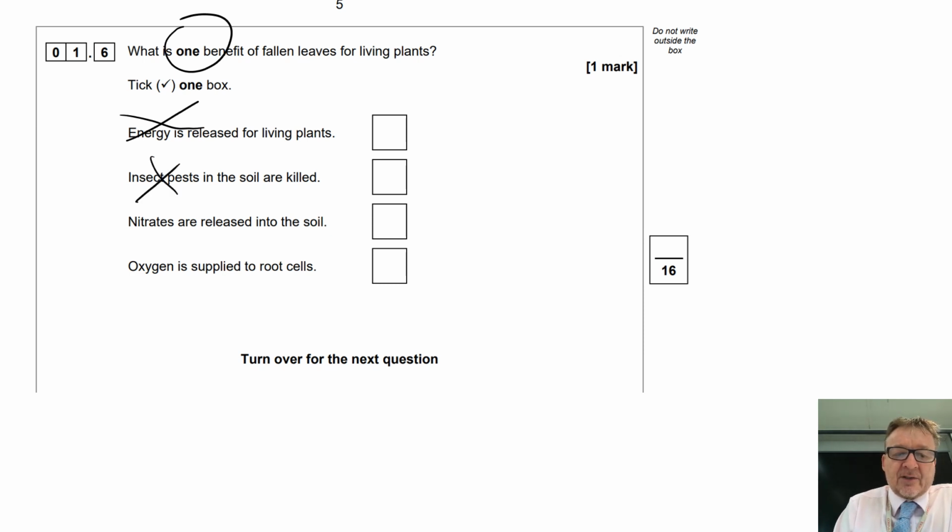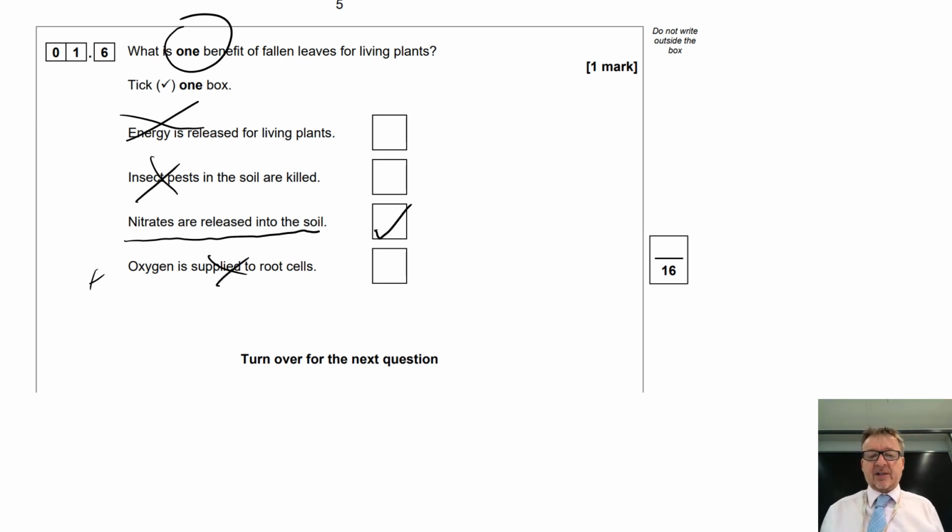Nitrates are released into the soil. Okay, now I know nitrates are useful. Nitrates are fertilizers, right? So I suspect that one then is true. Let's just go to the last one just to check. Oxygen is supplied to root cells. What's that got to do with leaves falling on the floor? So that question there is a bit of a process of elimination, really. I do know that nitrates are all to do with fertilizers, and nitrates do come from fallen leaves.